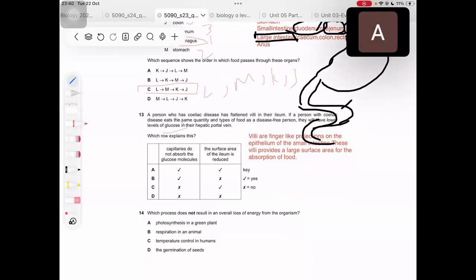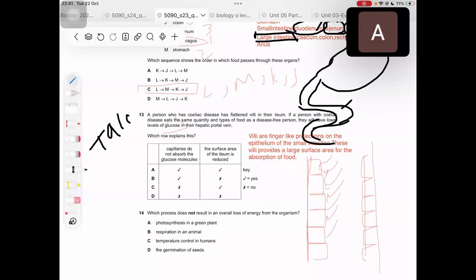So they're asking why. That's because in our small intestine, or basically in our ileum, there are villi. These are finger-like projections into the lumen of the small intestine. These projections increase the surface area for nutrient absorption. So nutrient absorption will take place at a faster rate.